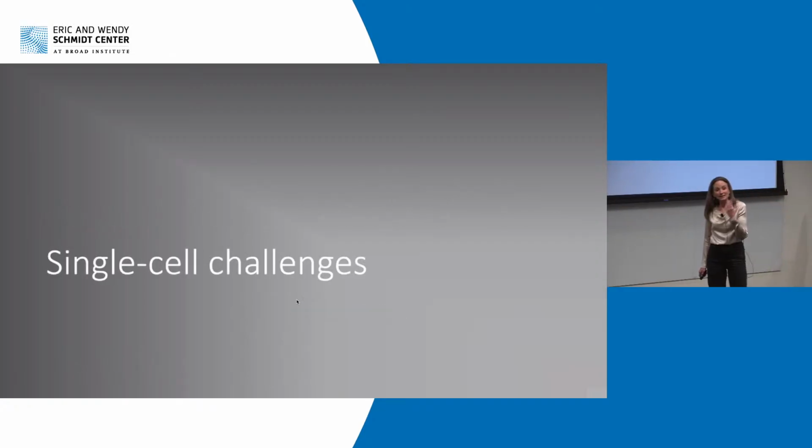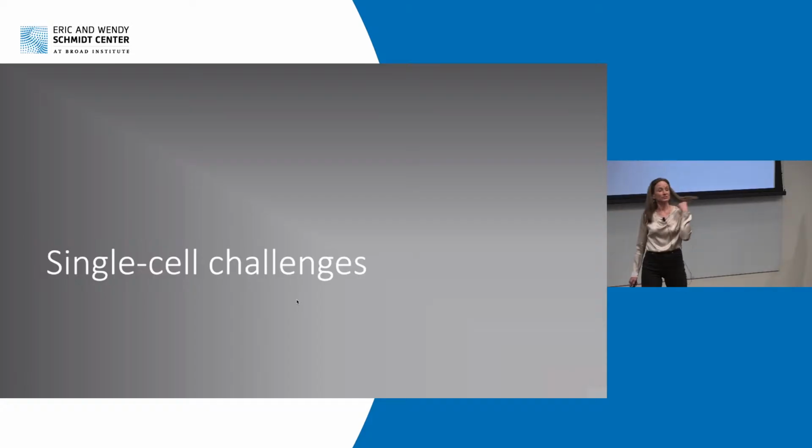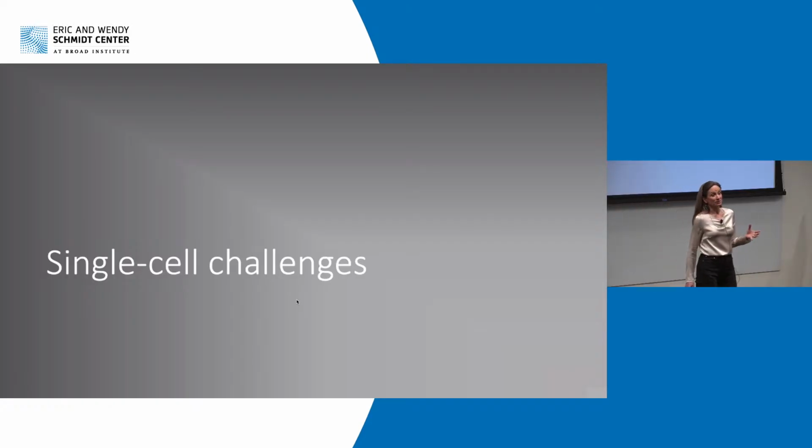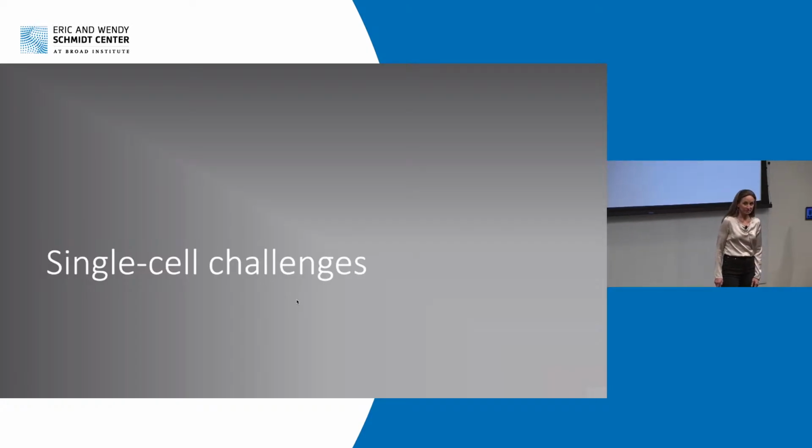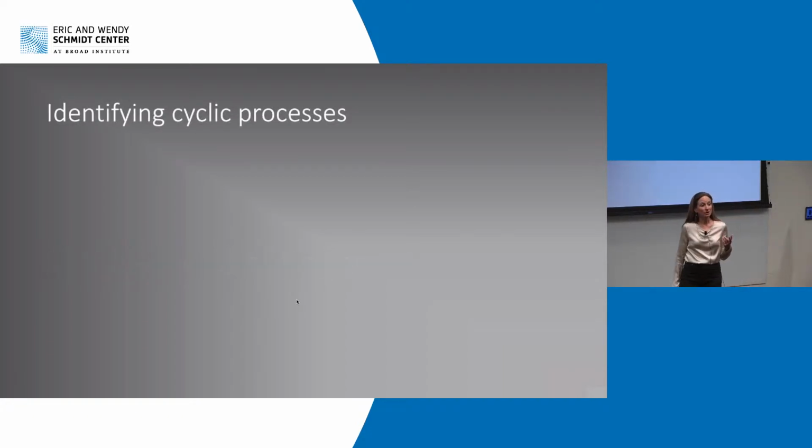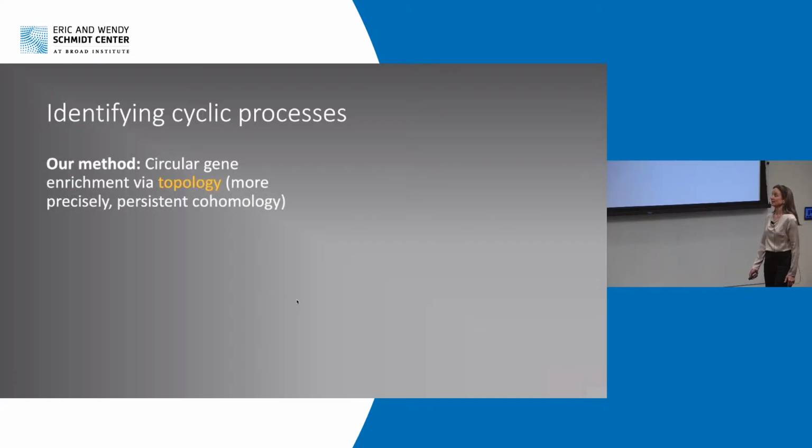So what kind of challenges are we talking about? When I first started thinking about this kind of data, it was before there was even single cell. We were thinking just about ordinary RNA-seq. And now I'm going to be talking about what sort of problems we can tackle related to single cell data for which we can use tools from topology and geometry. The first thing I want to talk about is identifying cyclic processes. We're interested in processes that are going back to homeostasis, for example. And so what are the steps that go into our method for identifying such cyclic processes?